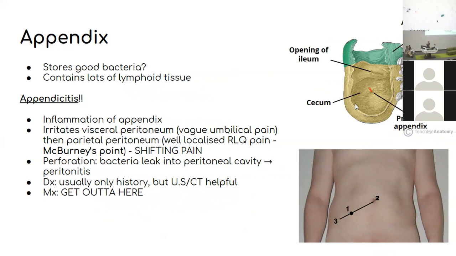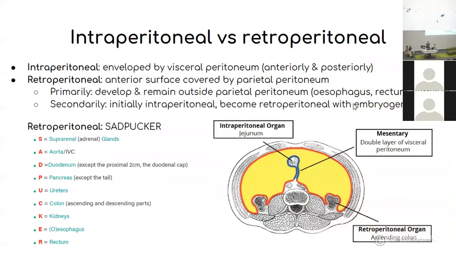So intraperitoneal versus retroperitoneal. Intraperitoneal, we have the anterior and posterior surfaces of the organ lined by visceral peritoneum, whereas the retroperitoneal organs, we have only its anterior surface covered by peritoneum. So a good way to remember retroperitoneal organs is the mnemonic SAD PUCKER, and just remember that all the rest are intraperitoneal.